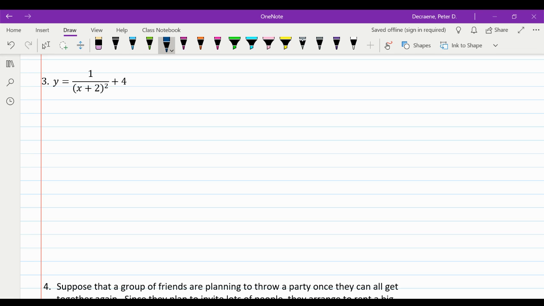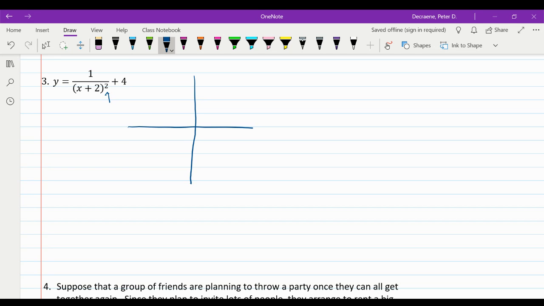Okay, example number 3. You notice this looks a lot like the previous examples, except we've got this squared in there. So let's see what happens with that. A lot of it's going to stay exactly the same as before. Keep in mind what happens. We don't want a 0 in the denominator.